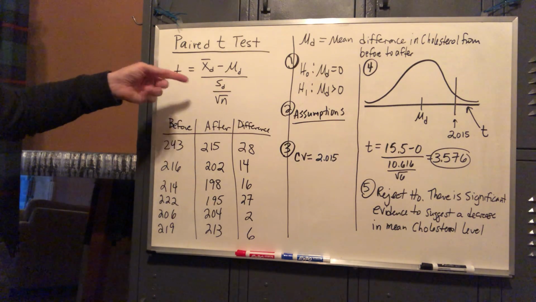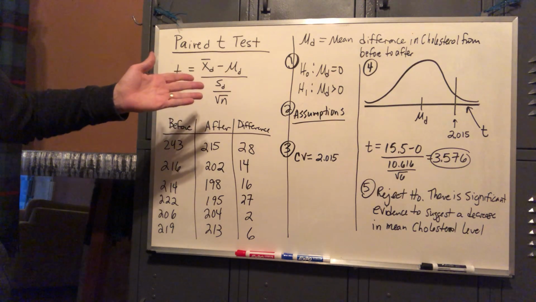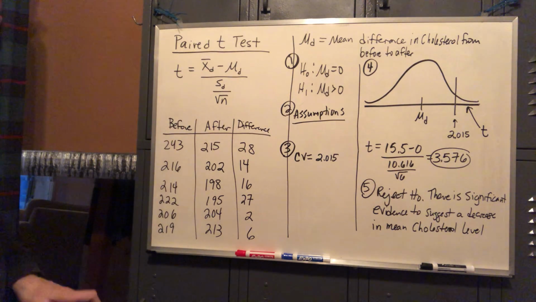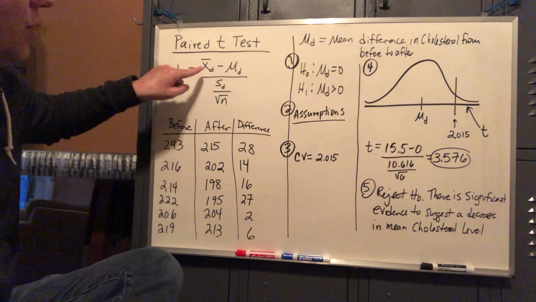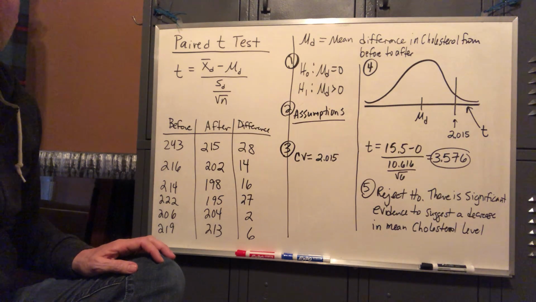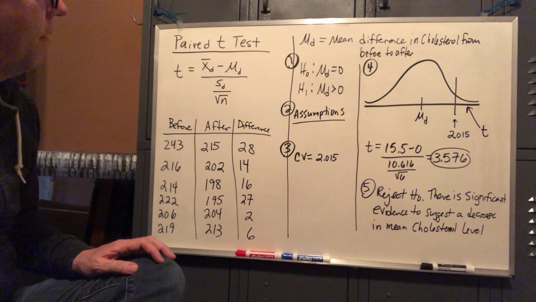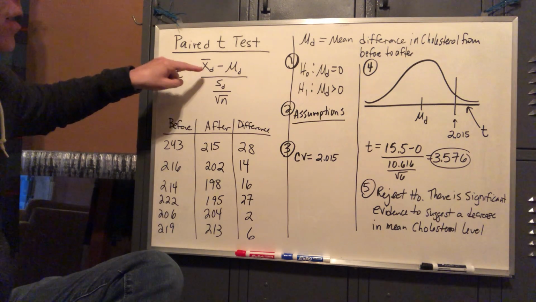Here's our formula for this. My notation is a little different from what the book has, but you can use your book or you can use my notes when you take the exam. So I'm neutral to which notation you use. They use a capital D for the x bar, but all the other books I've used in my life have an x bar subscript d. So the mean difference is what we're looking at.